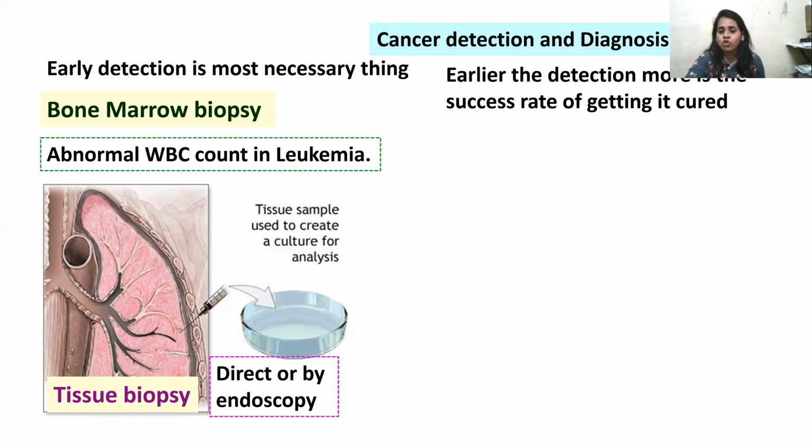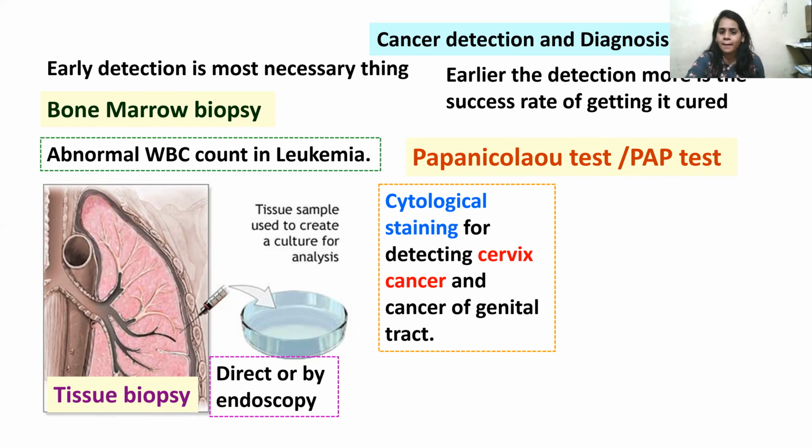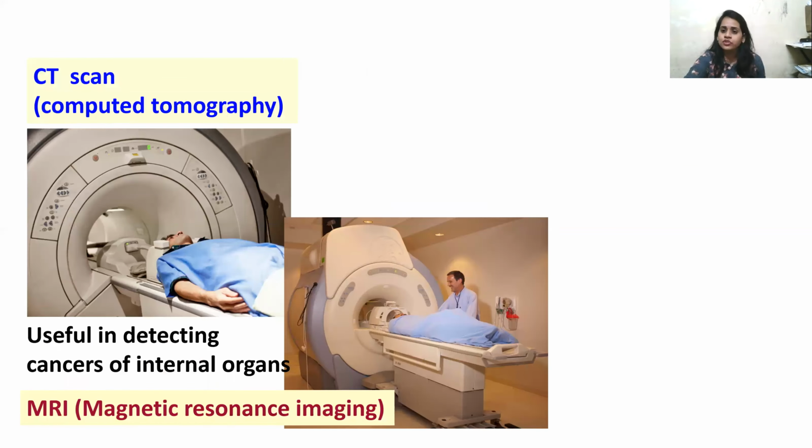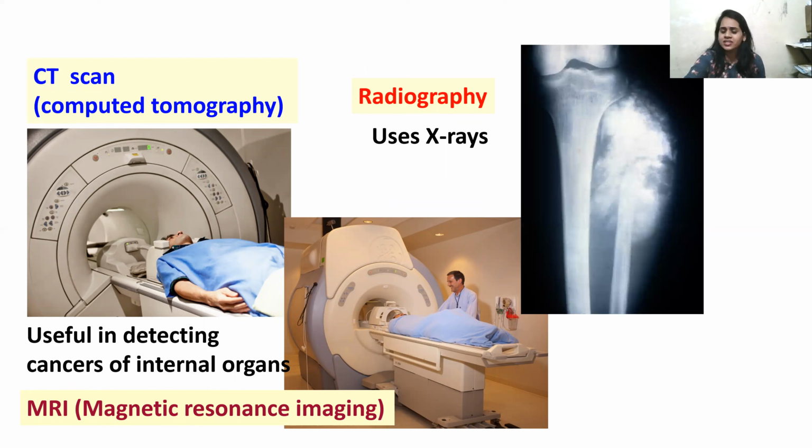Okay, or endoscopy. In case of cervical cancer, we can go for the Pap test, that is the Papanicolaou test, which is just staining for detecting cancer. We take cervical cells to understand whether they have undergone cancerous changes or not. Apart from that, you can go for CT scan, MRI, which is also useful to detect the cancer of internal organs, and radiography using X-rays. These are less common things which can detect cancer, but CT scan and MRI are very, very good detection tests for cancer.